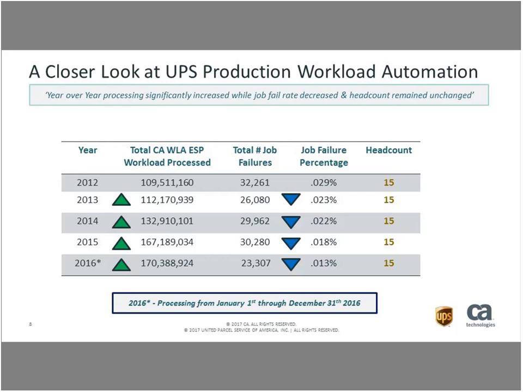So let's look at production workload automation. We talked about driving down job failure rates. That's what we've been doing over the years. Year over year, we see the increased processing numbers, and the numbers are astronomical. In 2016, we processed over 170 million jobs through ESP. But as you see also on this, we've been going down in our bin numbers. The job failures have decreased because we've paid more attention to the process.